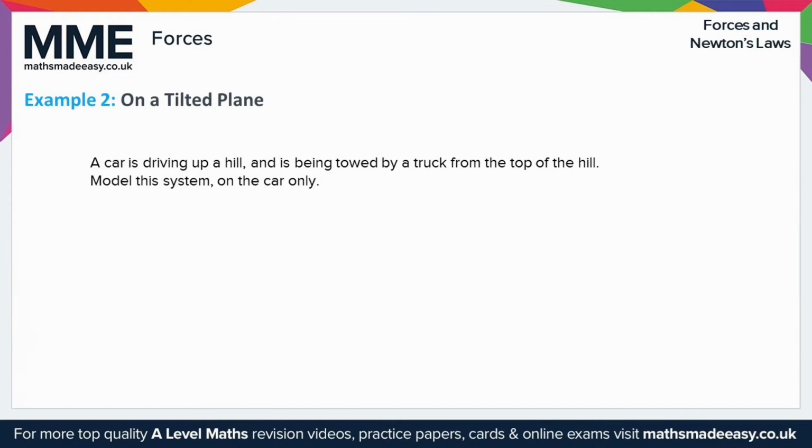Okay. So first it's going up a hill. So the plane's not flat. Well, it is flat, sorry, it's at an angle. So it's like that. Okay. So there's our plane. This is the hill. And we don't know what that angle is, but it's some angle. We'll call it alpha.